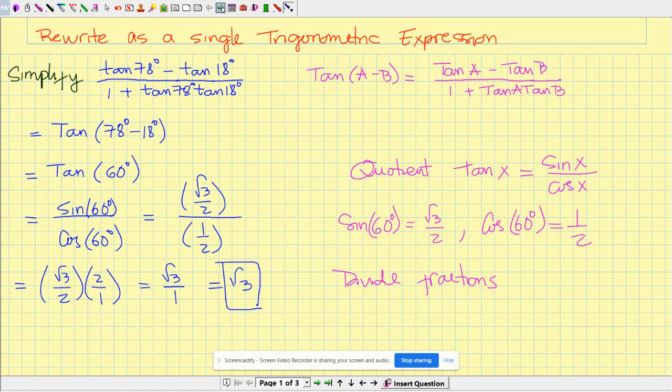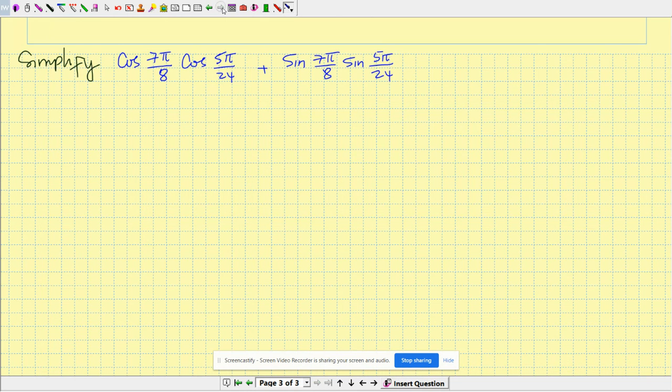Now let's just look at the next example. So here we have this given expression. You can remember that if we go back to the difference formula of cosine of A minus B, that will give us cosine A cosine B plus sine A sine B. So in this case, our angle A is this radian 7 pi over 8, and our angle B will be this radian 5 pi over 24. So we go from right to left.